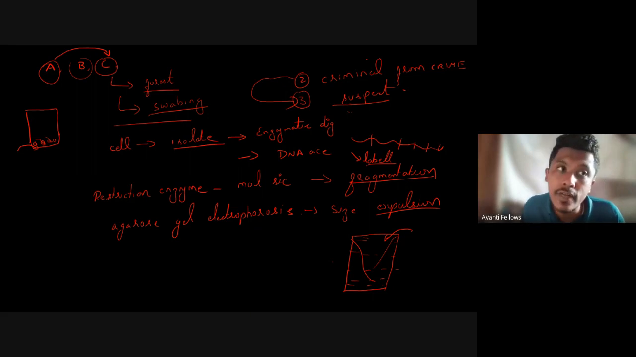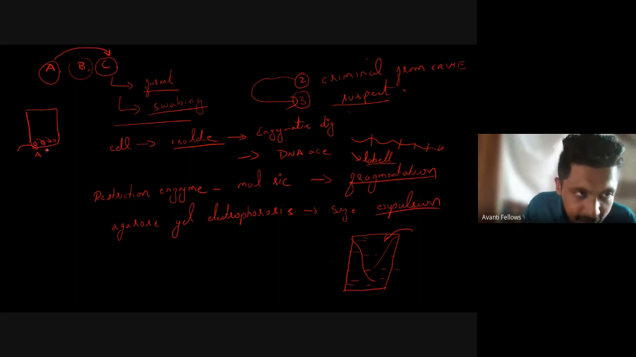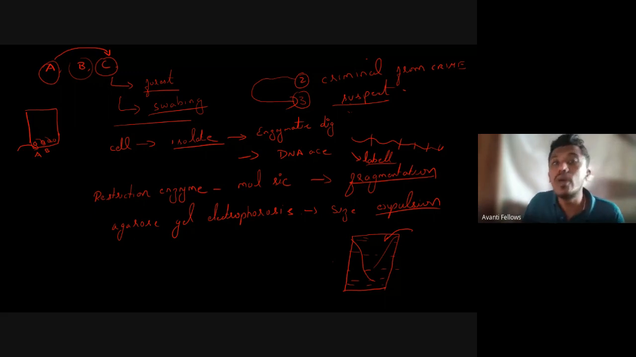Now, how are we introducing this? Let's say I have A's DNA, B's DNA in this well, and I have the DNA from the crime site. Or I can neglect the crime site DNA for now. Understood? So let's say I have put A's DNA and B's DNA. Now I will try to separate them. Before I separate them, I have to apply the electric charge.